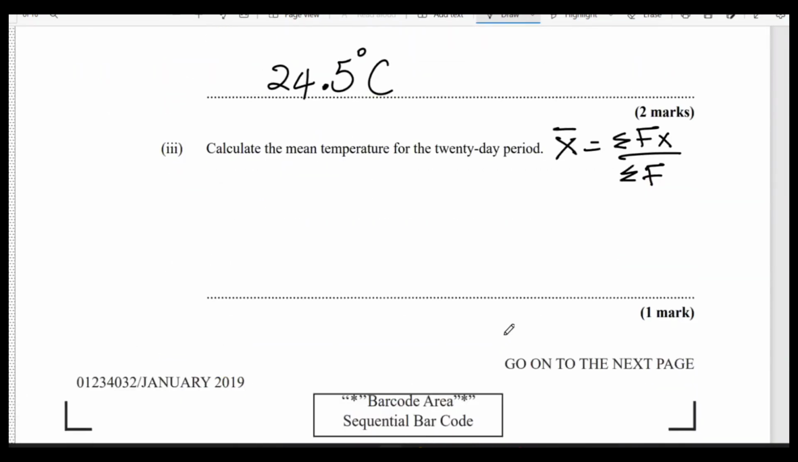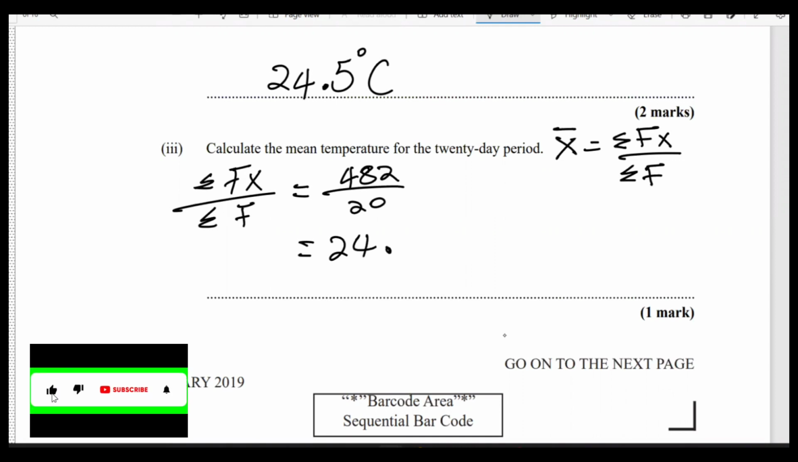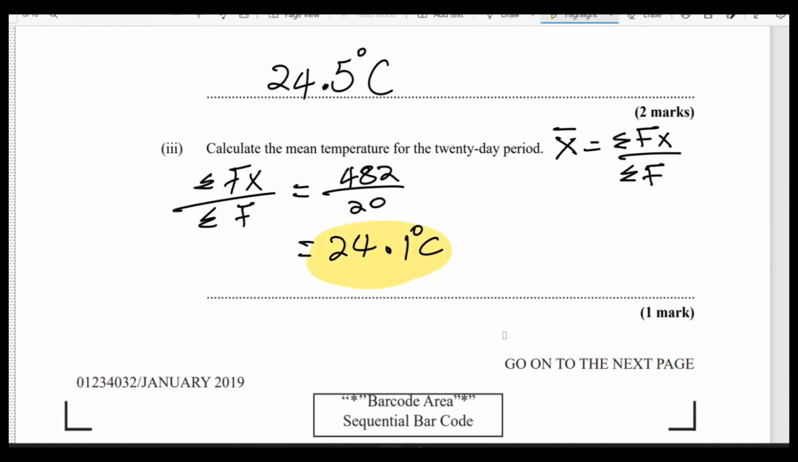So let's go back. The formula is 482 over 20, because we divide 482 by 20, and I am getting 24.1 degrees Celsius. And this is the average temperature over that time. So generally speaking, the temperature would have been close to that at any randomly selected time.